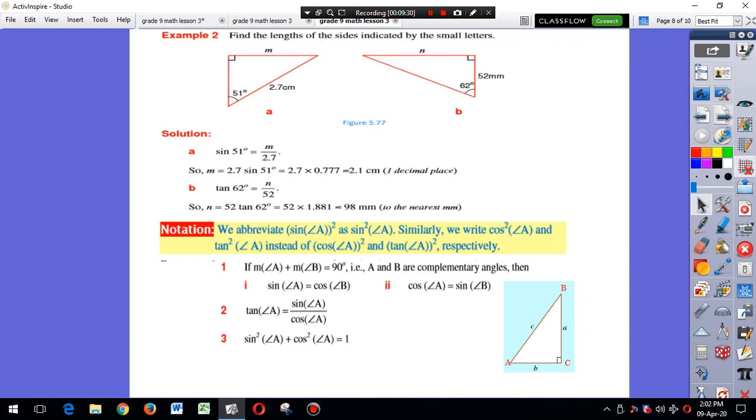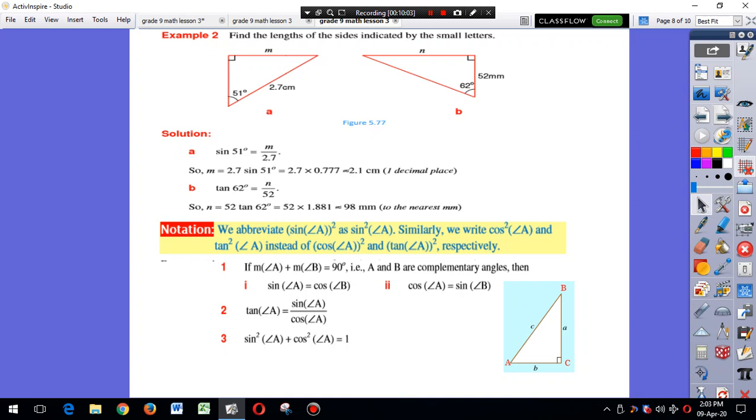The other notation that helps us answer different questions is these three points. The first one: if measurement angle A plus measurement angle B is equal to 90 degrees, that is, A and B are complementary, then sine A is equal to cos B, and again cos A is equal to sine B.